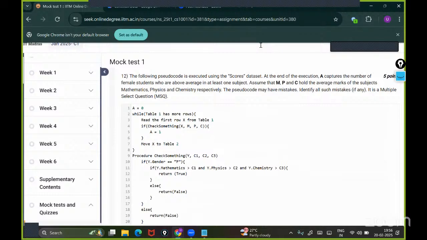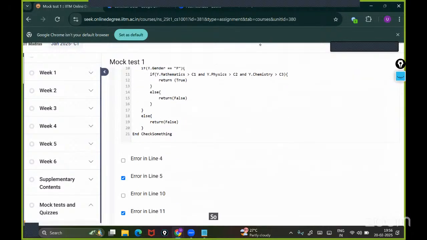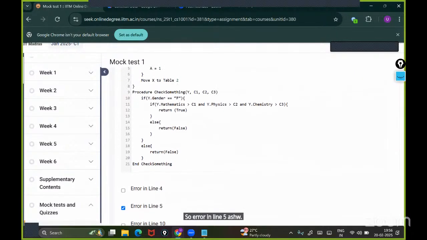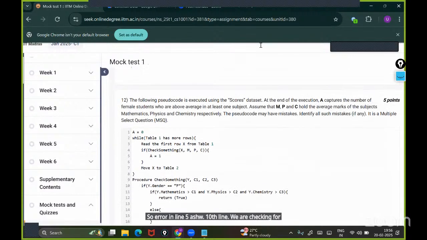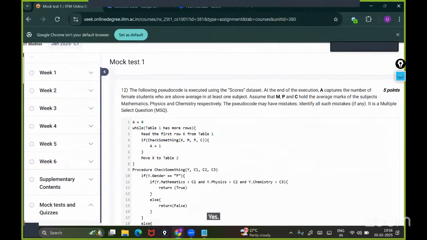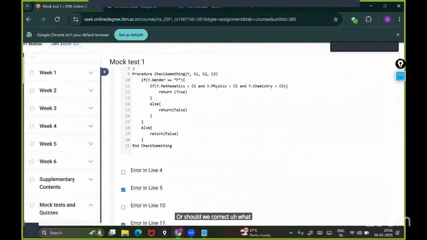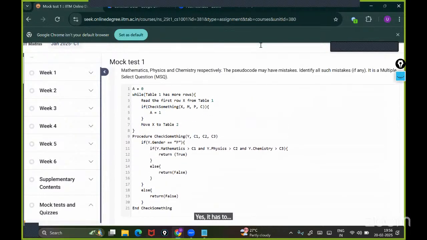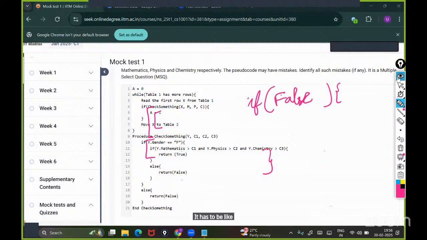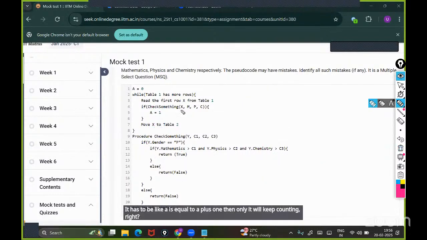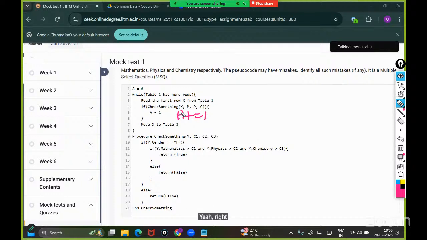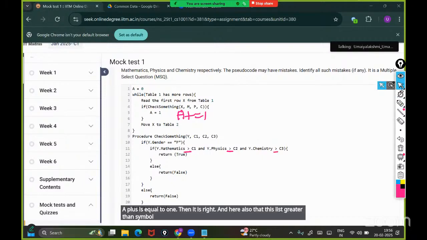It just stays 1. So there is an error in line 5 as well. In line 10, we are checking for the gender as female. What should I write in line 5? It should be A is equal to A plus 1. Then only it will keep counting, right? It will increment. Okay, A plus is equal to 1. Then it is right. And here also the less than or greater than symbol has to be changed.